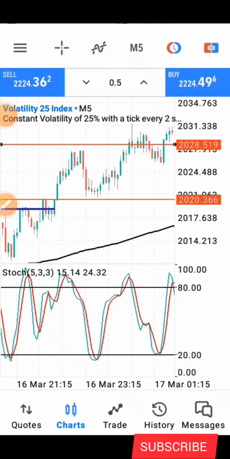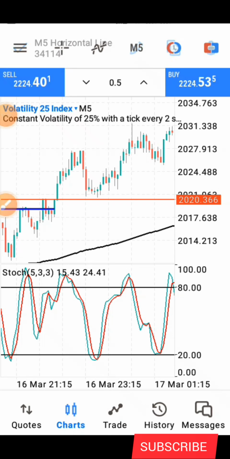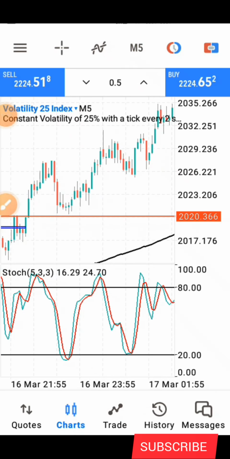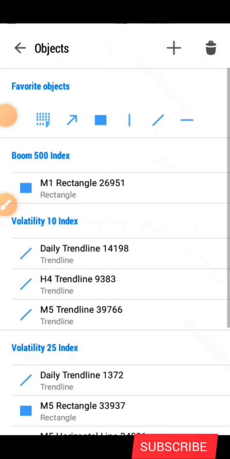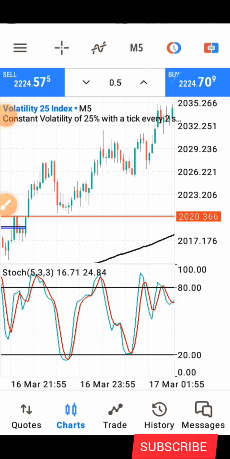You can see price eventually got to that area, and you see now that you have banked your profit. Or you can use a trend line and guide your trades. All this depends on you, however you want it. You can use a trend line and then guide your trade.